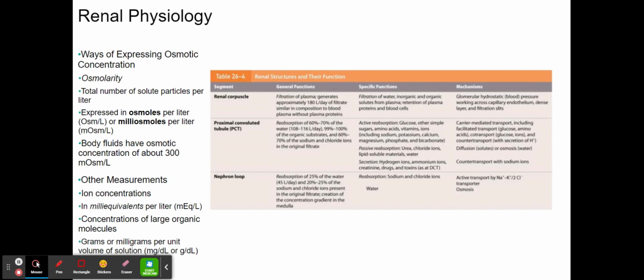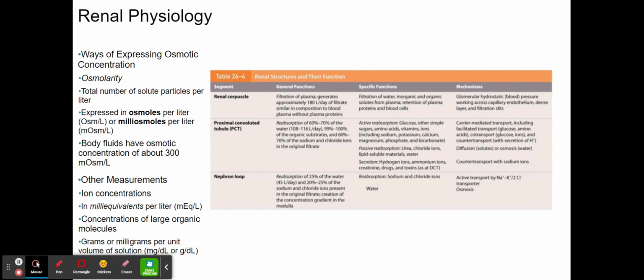The osmotic concentration, or osmolarity, of a solution is the total number of solute particles in each liter. We usually express osmolarity in osmoles per liter, or milliosmoles per liter. If each liter of a fluid contains 1 mole dissolved particles, the solute concentration is 1 osmole per liter, or 1,000 milliosmoles per liter. Body fluids have an osmotic concentration of about 300 milliosmoles per liter. For comparison, seawater is about 1,000 milliosmoles per liter, and freshwater is about 5 milliosmoles per liter.